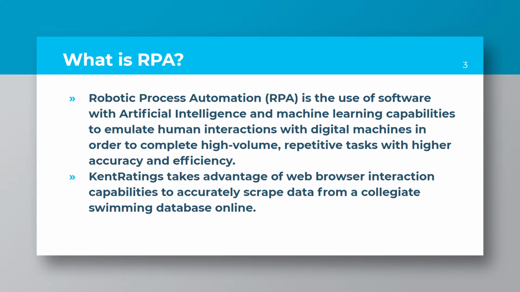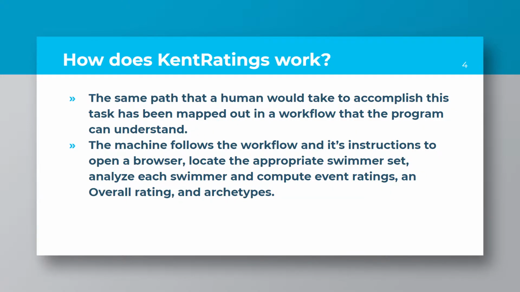Just a little background knowledge about RPA. Robotic process automation is the use of software with artificial intelligence and machine learning capabilities to emulate human interactions with digital machines in order to complete high volume, repetitive tasks with higher accuracy and efficiency. Kent Ratings utilizes RPA by taking advantage of the web browser interaction capabilities to accurately scrape data from a collegiate swimming database online. Now, how does this all work?